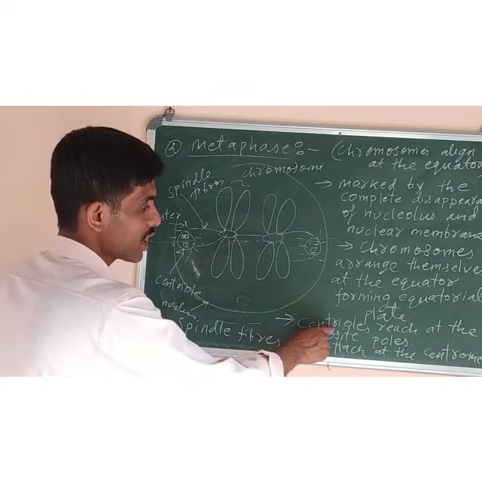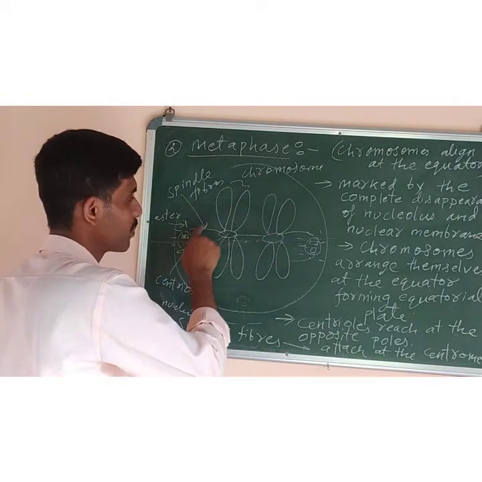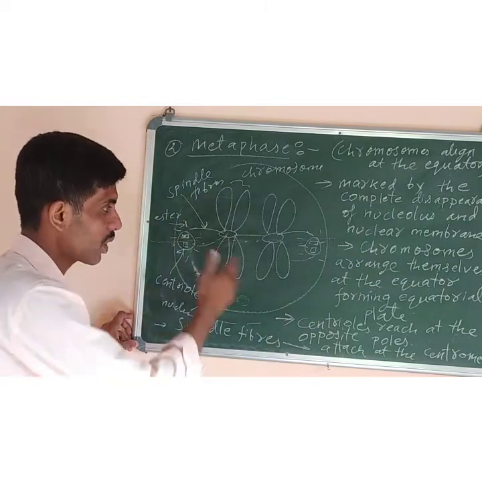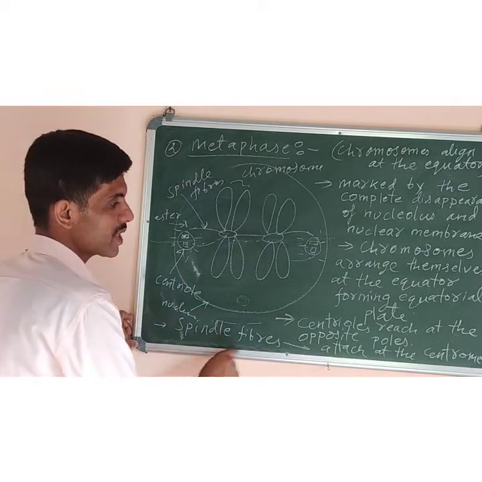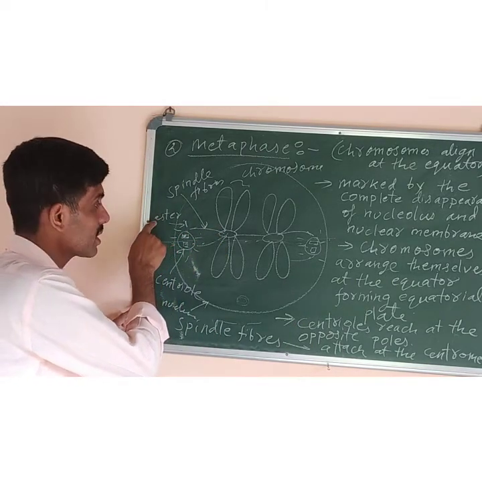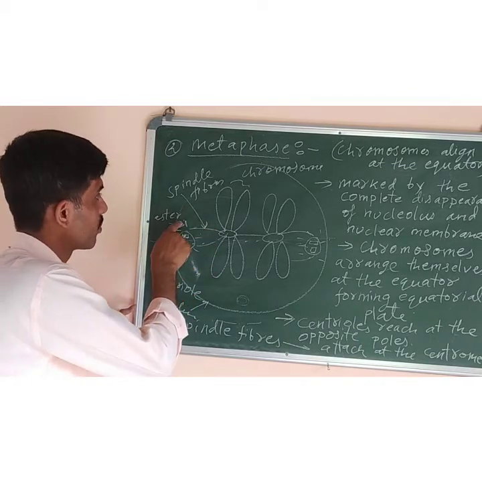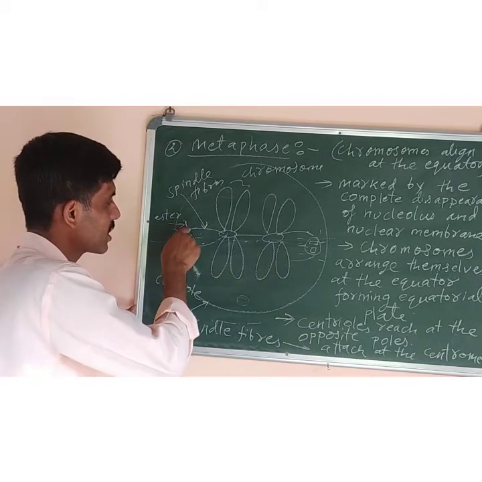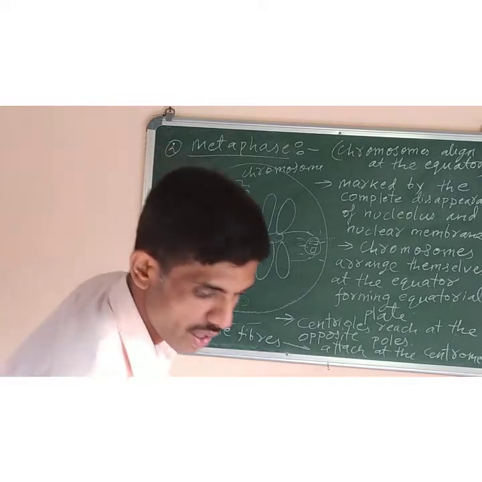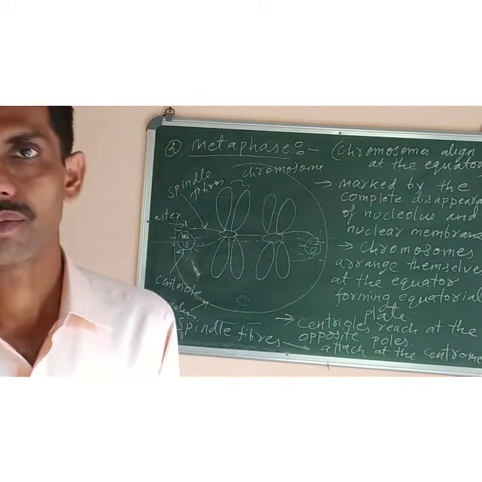Then next one is centroids reach the opposite poles. These are the centroids. They move towards opposite poles, both of them. Like if this is in the north pole, this will be in the south pole. That is called opposite poles. And the spindle fibers attach. These are the spindle fibers which are formed by the asters, from the centroids only, by the elongation of these astral rays. So these spindle fibers attach the centroids with the centromeres. Okay, so these are the events which occur. Now next we have to study anaphase and telophase.